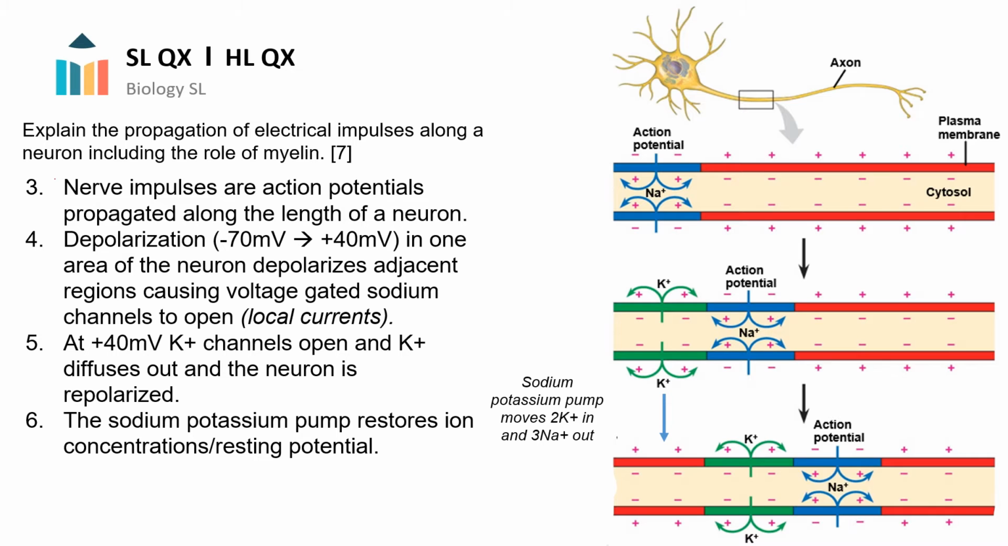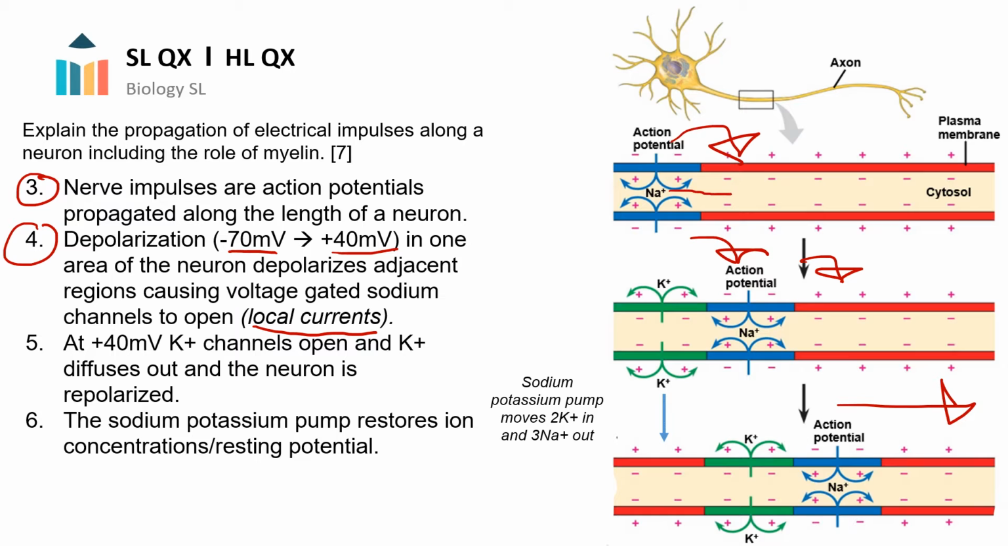Nerve impulses, all they are is action potentials propagated along the length of a neuron. When one action potential occurs, that is a change from negative 70 to positive 40 millivolts in one area, it depolarizes the adjacent area. And this basically just is repeated over and over down the length of the axon. This is achieved by local currents. That is, when sodium diffuses in, it also is going to diffuse laterally within the axon.